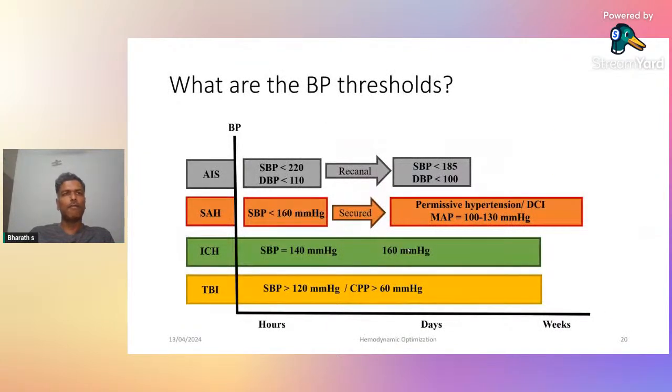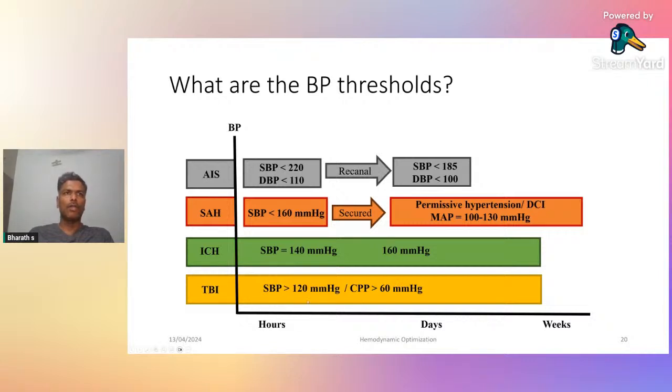Now, these are from various guidelines for different commonly seen pathologies from our regular practice. So, if you see for traumatic brain injury, the guidelines say you maintain a systolic blood pressure above 120 and keep a cerebral perfusion pressure between 60 to 70. This is all it says, and this is the same throughout the duration, beginning from hours to days to weeks. You always try to maintain this as the goal. So you have both goals in TBI.